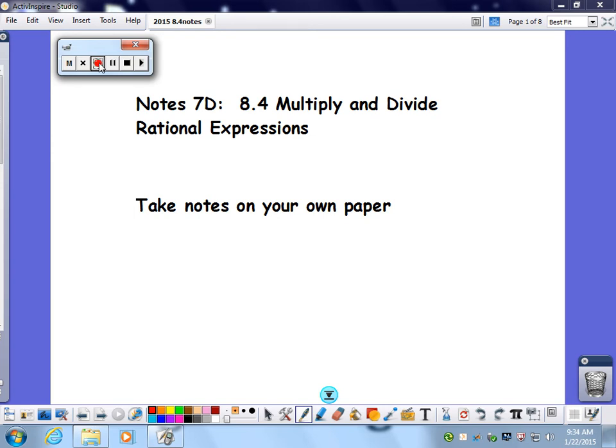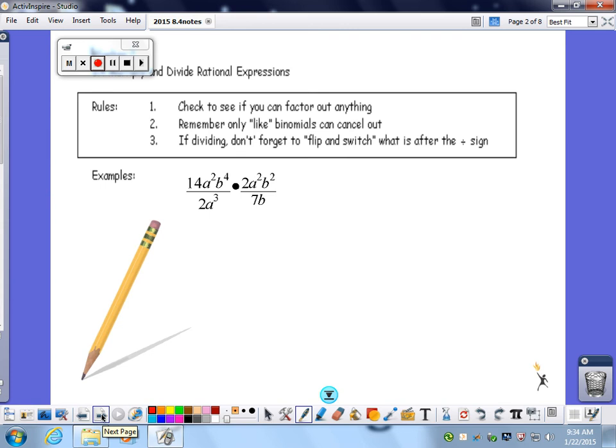Alright, so let's begin. First of all, write down the following rules. When you multiply or divide rational expressions, rule number 1, check to see if you can factor out anything. You're going to factor everything. Step number 2, remember only like binomials can cancel out. Rule number 3, if dividing, don't forget to flip and switch what is after the division sign.